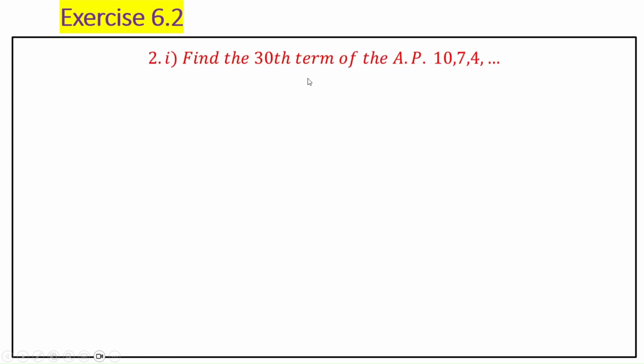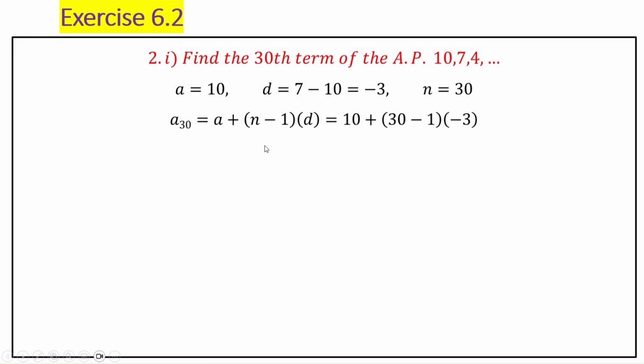Second, find the 30th term in the AP 10, 7, 4, and so on. So A equal to 10. It's mentioned already that it is an AP, arithmetic progression, so we don't need to verify whether it is an AP or not. You just take the common difference by subtracting any consecutive terms. So D is equal to 7 minus 10 equal to minus 3, N is equal to 30. The 30th term is what we need. So A30 equal to A plus N minus 1 into D, or 10 plus 29 into minus 3, which is equal to minus 77.